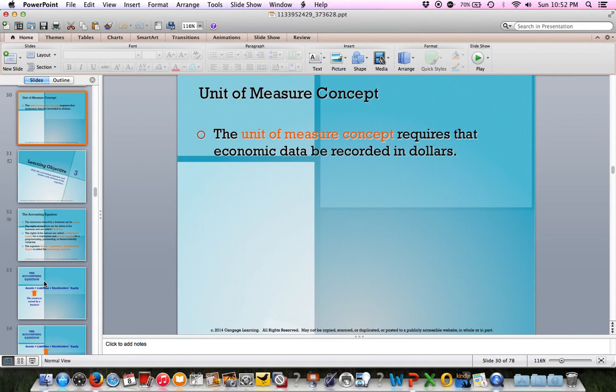Basically, unit of measurement just means we're using the US dollar to record information. Very simple, the US dollar, obviously.